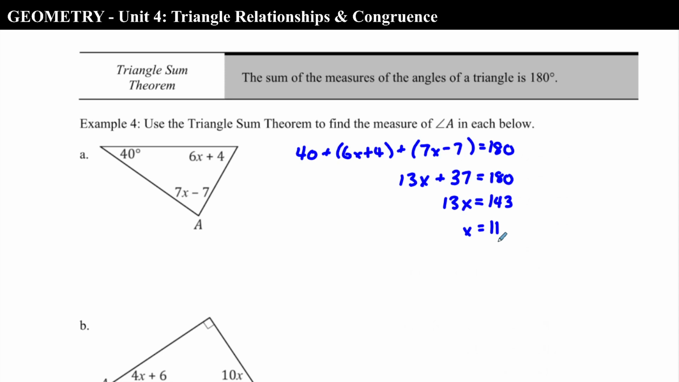But we're not looking for x alone, we're looking for A. So to find the measure of angle A, we simply plug in our value for x. So we have 7 times 11 minus 7, which gives us 70 degrees.